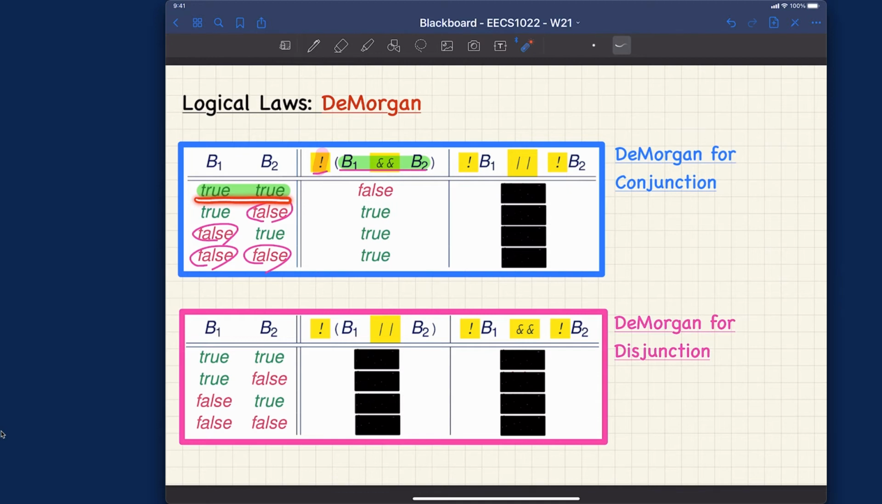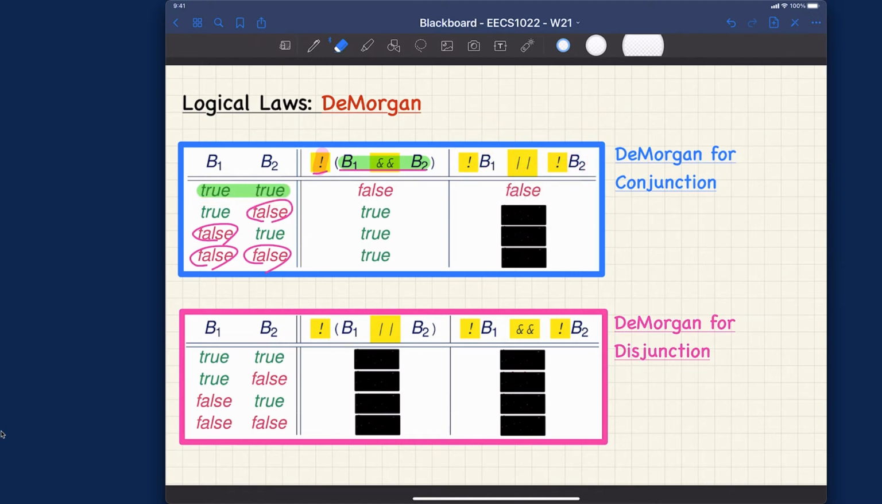If we go to this particular row, that's the only way: when B1 and B2 are both true, negating true will get false and false. That's the only way to make the overall disjunction false. All right, so that's the only way that we got false over here.